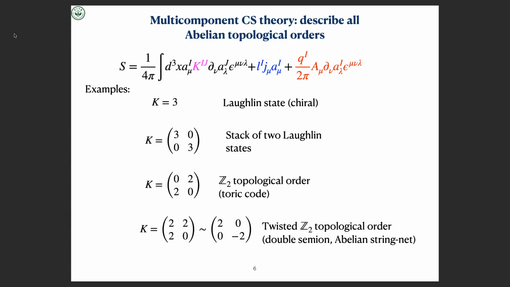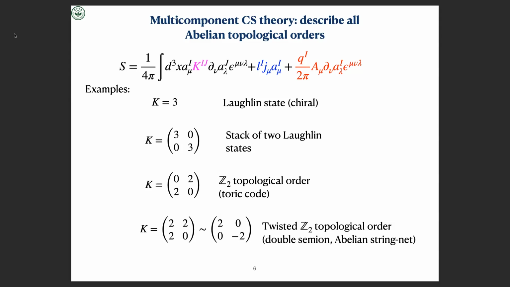Does this multi-component CS theory describe fermionic theories? Yes. As long as you have at least one entry along the diagonal that is odd. For example, this Laughlin state is nothing but a very simple fermionic theory.